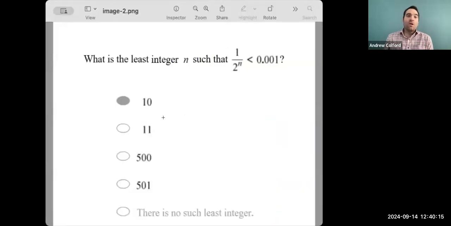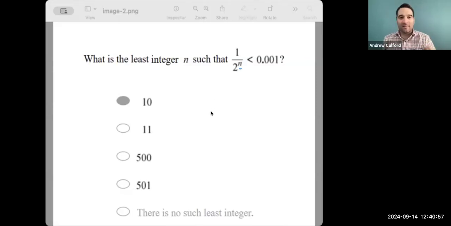Okay, great. So what is the least integer n such that 1 over 2 to the power of n is less than 0.001? Let me start with this. Does this number exist? Like, is there a cutoff point? And Ellen, you can feel free to actually answer this. Is there a cutoff point where at one point it's bigger than that and at another point it's smaller than that? Ellen says yes, right?